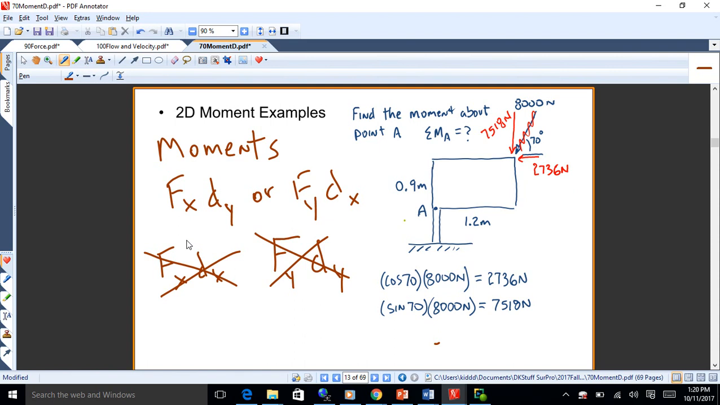When you say find the moment about point A, do you mean going in the x direction and the y direction? There are two moments, right. We're going to add the total moment and get the total effect of that 8,000 Newton force and how it would cause a moment about A. That's what we're going to find. Now, I don't really think of there being an x and y component of moment. Moment is just moment. It's just a twist.